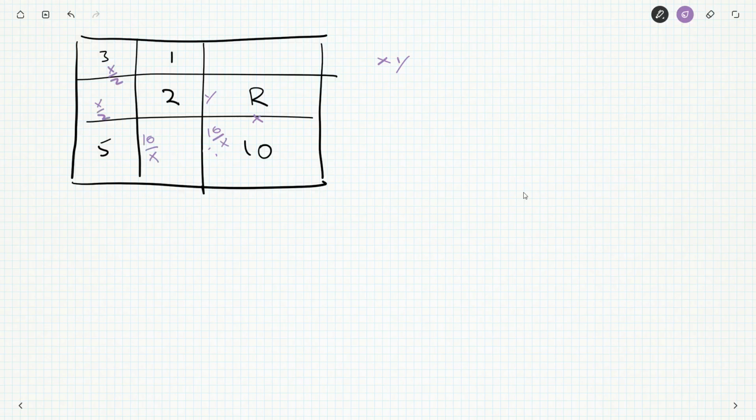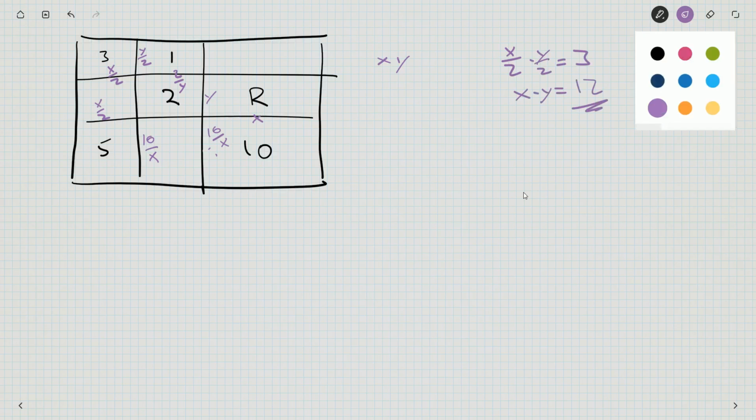And we can start from this y here. This is going to be 2 over y, and then this is going to be y over 2. And then I know x over 2 times y over 2 has to be equal to 3. So x times y has got to be multiplied by 4 there. We get 12, so the area of R is going to be 12. That's a fine way to do it.